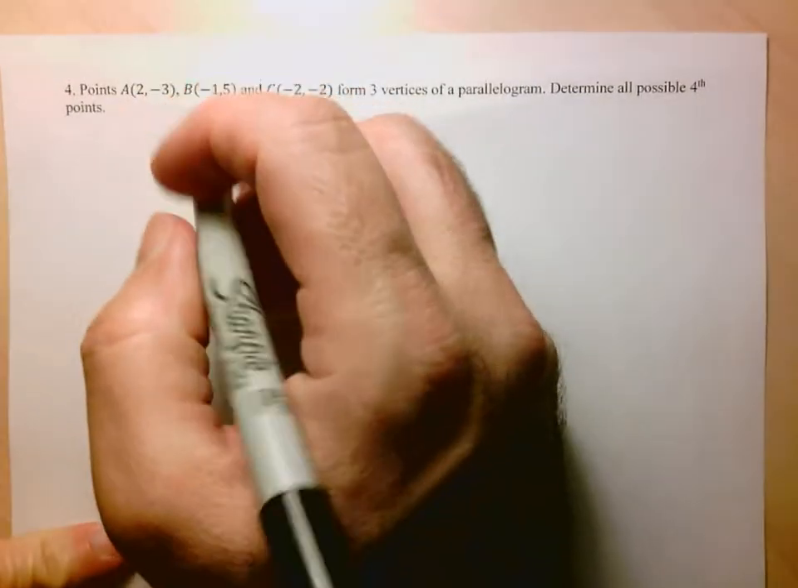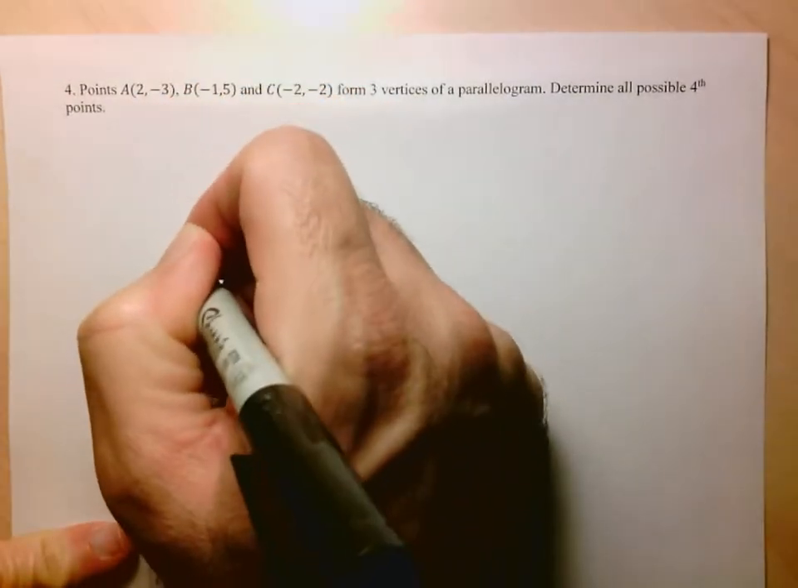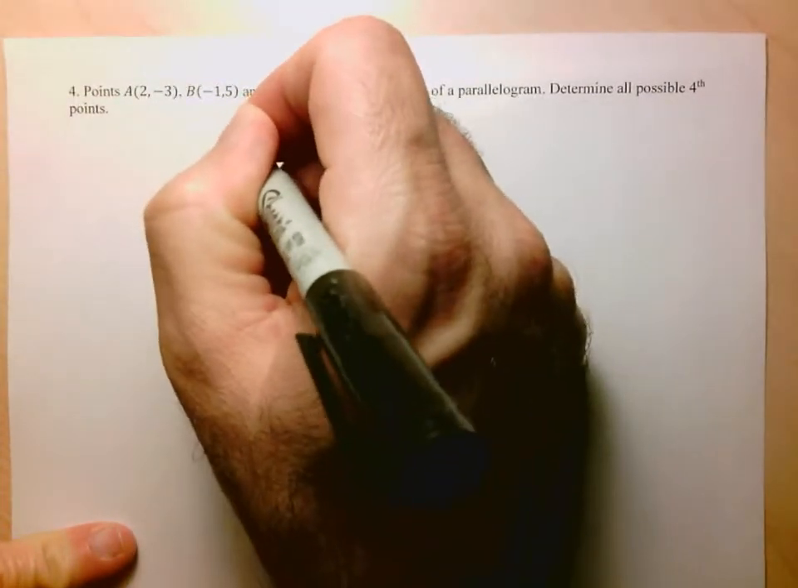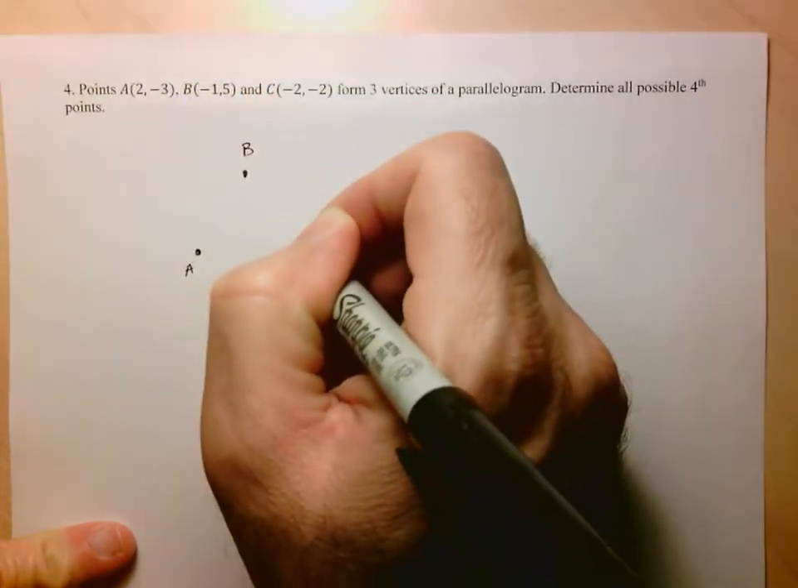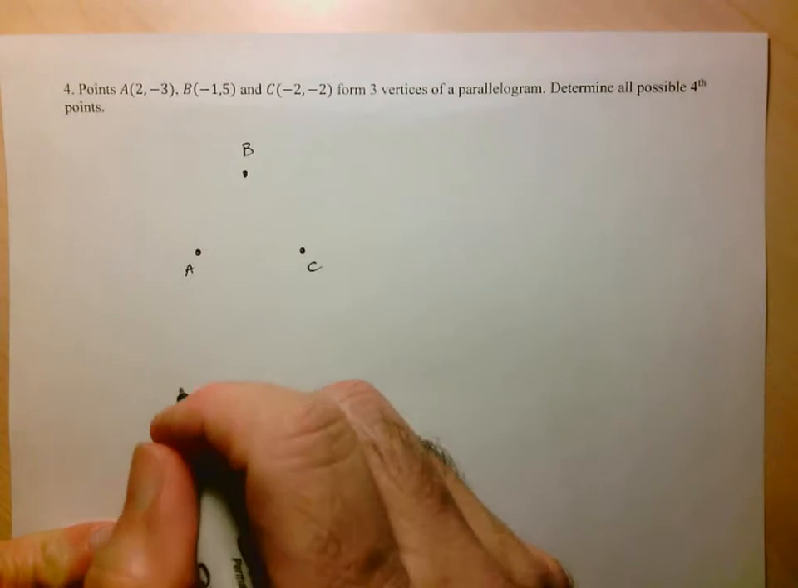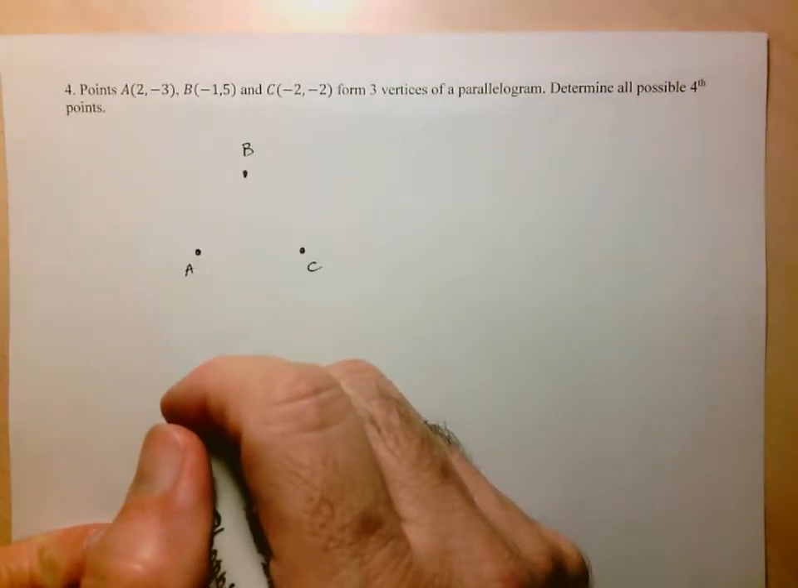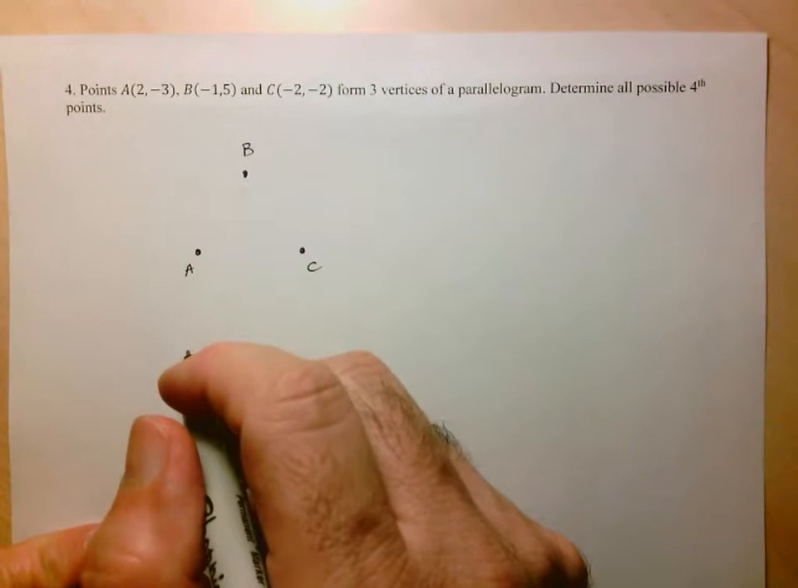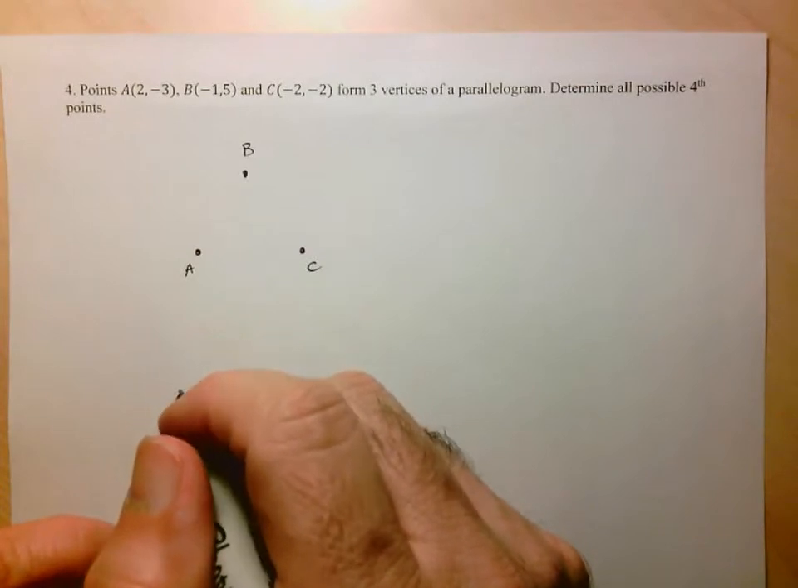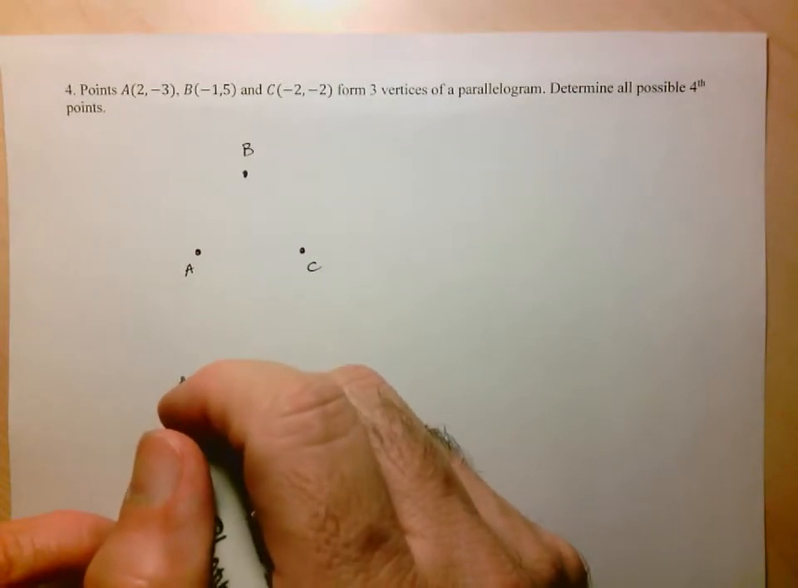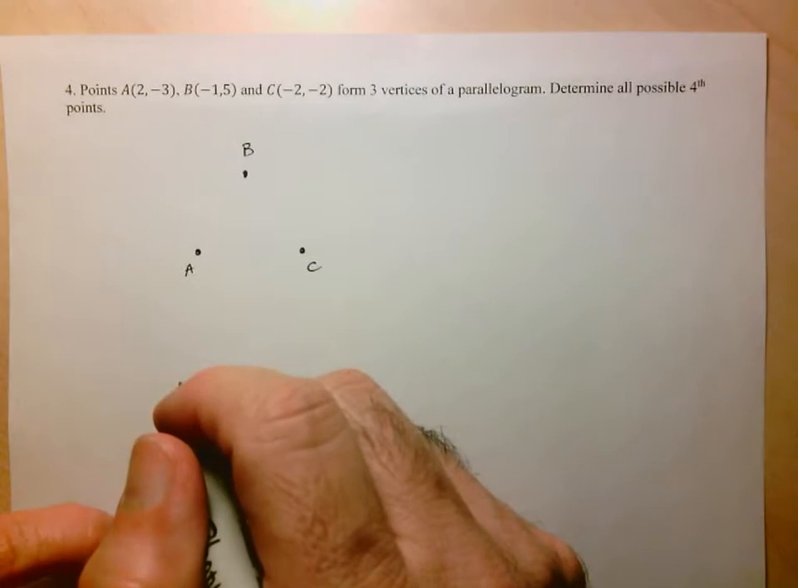So first thing I'm going to do is represent the points A, B, and C, and I'm not going to worry about where they're placed relative to each other. I don't care about that because I want to use the fact that parallelograms are made up of sets of parallel sides. First of all, let me see if I can figure out how many possible answers I should be looking for.